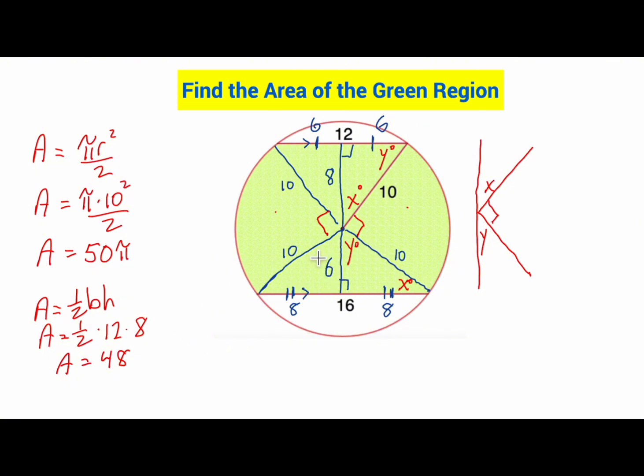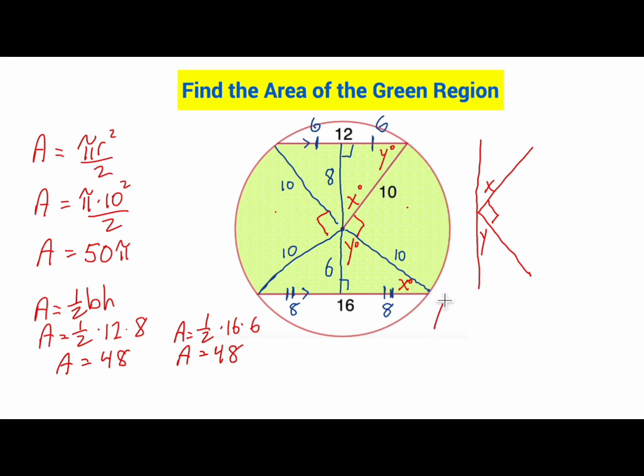And the bottom triangle down here is going to be 1/2 base times height. And the base of this is 16. And the height is going to be 6. So the area of that one is also going to be 48 units squared.